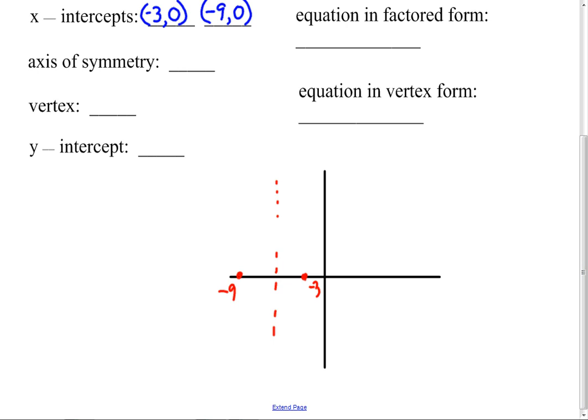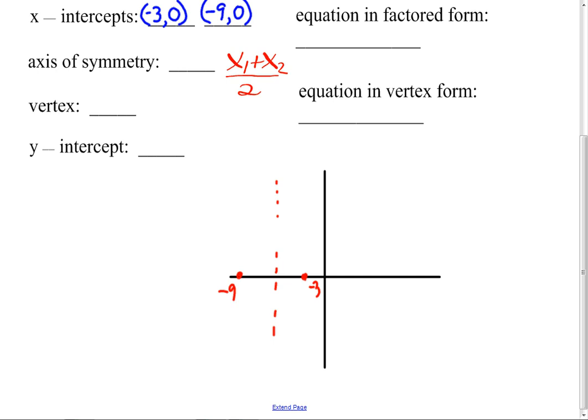What do you do with these two? Does anybody remember what you have to do to them to find the middle point? You average them. x1 plus x2 over 2. So I'd write that down, because you can use that on a test or quiz. And maybe we'll quiz on this soon.